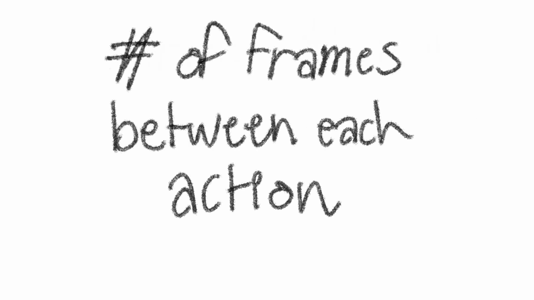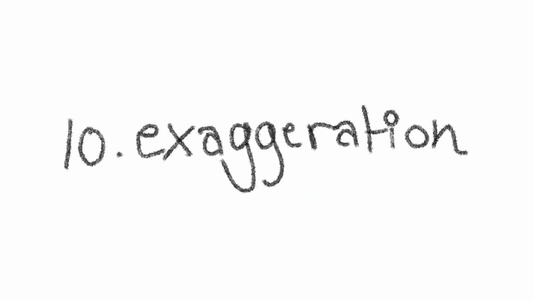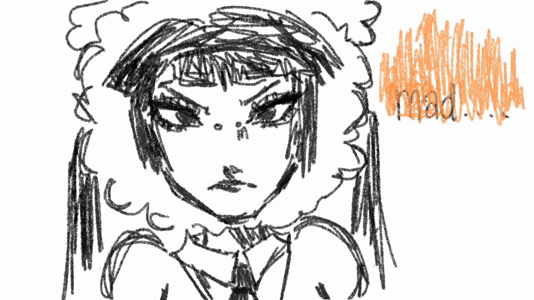Timing. The number of frames between each action. Like earlier, closer frames equal slow and further frames equal fast. These two scenes are pushing the same block, but because of the timing we can make it heavier or lighter. Exaggeration. Exaggeration is leveling up your idea to make a bigger impact on the audience. Why be just mad when you can be super mad?